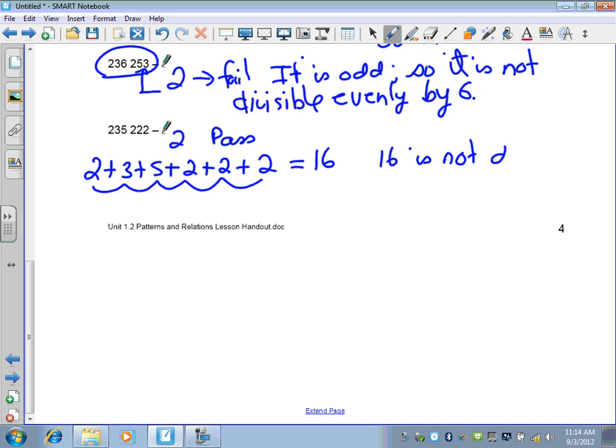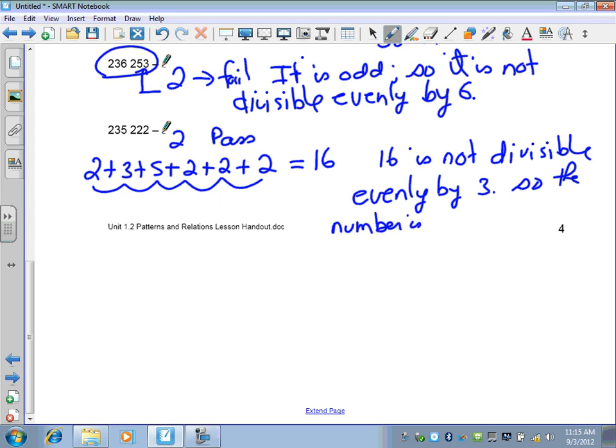It's not divisible evenly by 3, so the number is not divisible by 6.